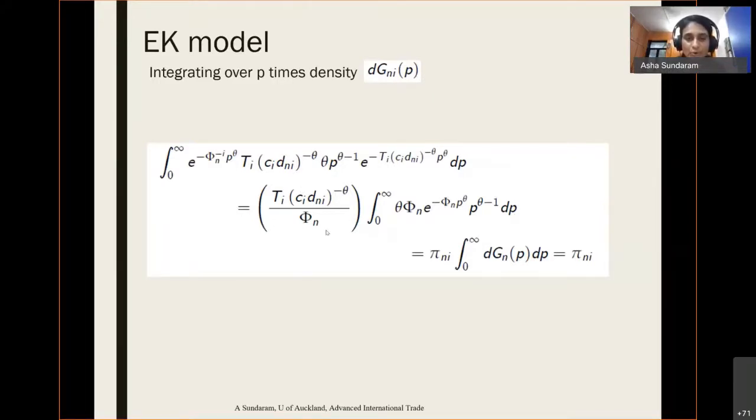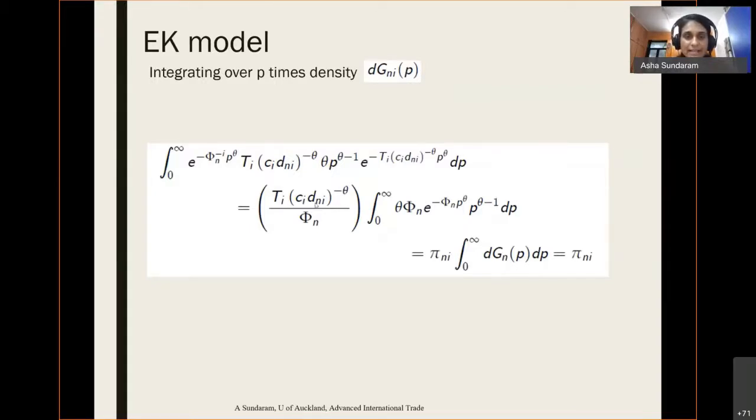So what we have shown with this algebraic derivation is that the probability that India buys from China is given simply by this expression right here in the Eaton-Kortum model. And this is actually quite a simple expression, right? So what are we saying? What are the factors that drive the probability that India buys cars from China? First, how good is China at making things, right? In other words, the absolute advantage of China, T_i. So if China has good technology, it's good at making things, then India is more likely to buy from China.